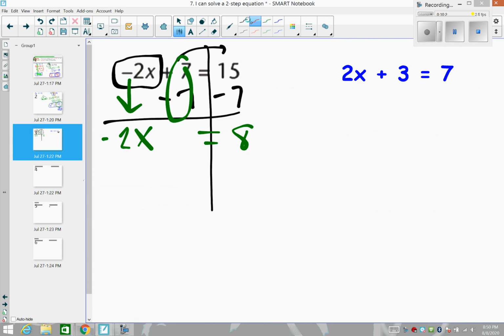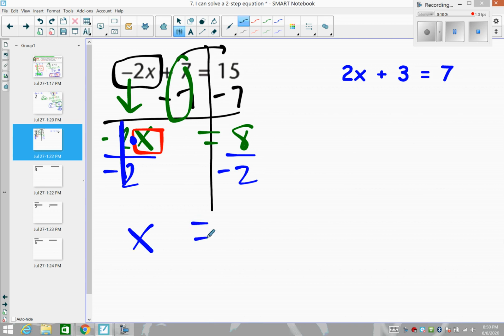Step 1. Now is x alone? No. How do we get rid of the -2? It's multiply. So I want you to get rid of it by dividing by the number out front. -2 divided by -2 is 1. So we get x equals, we have a positive on the 8, a negative on the 2, so the result of that is -4.